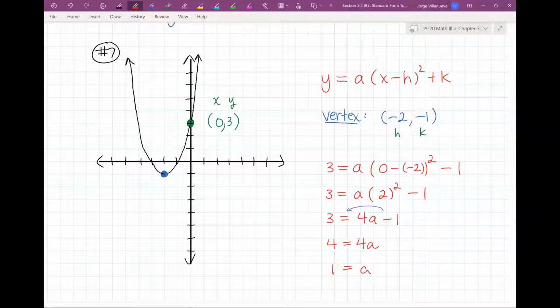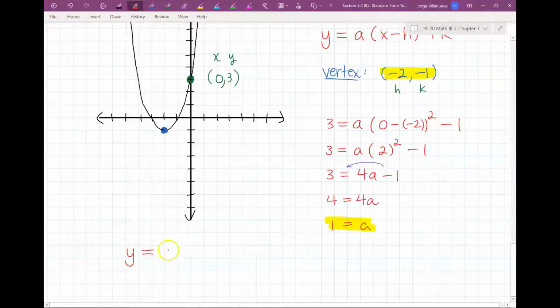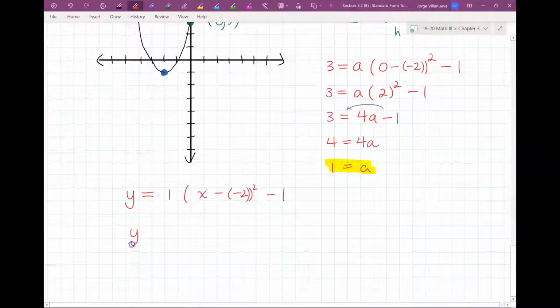Okay, now that I know my A value, and I know my vertex, I just got to plug it into the formula and I'm done. So here it is. Y equals 1 times X minus -2 squared, and then minus 1. So the formula should look like this: X plus 2 squared minus 1.